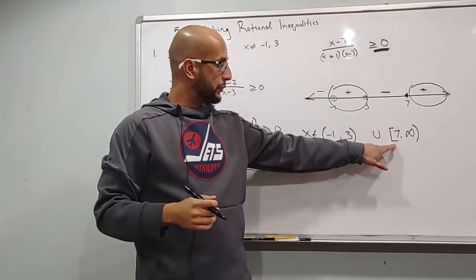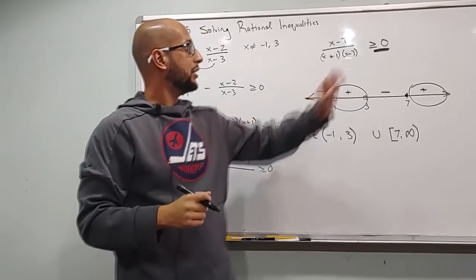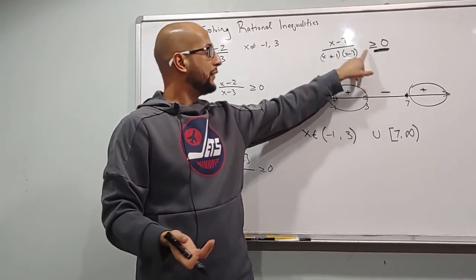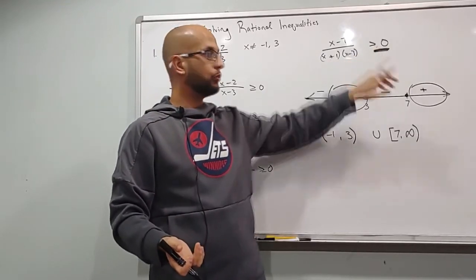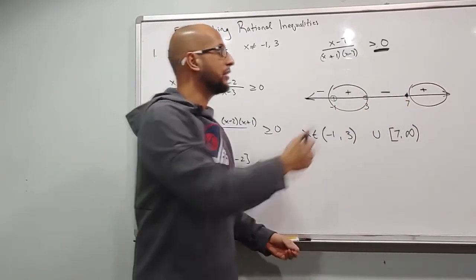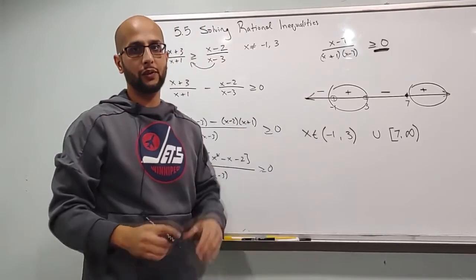Remember, the only reason we have the square bracket here is because it's an x-intercept and because the question says greater than or equal to. If the question was simply greater than, we would have no concern for which one is the x-intercept and which one is the asymptote. But we do have an equal to sign, so we do need to account for that.